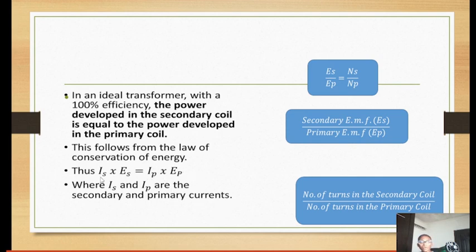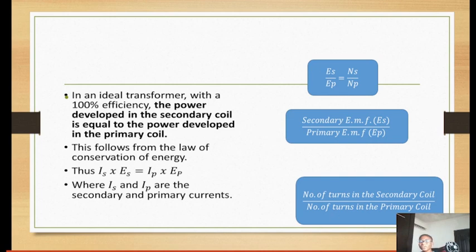So this current multiplied by the EMF, don't forget that this is IV, where IS and IP are the secondary and primary currents. So ES divided by EP is equal to NS divided by NP. That is, the EMF in the secondary coil divided by the EMF in the primary coil is equal to the number of turns in the secondary coil divided by the number of turns in the primary coil. Don't forget that. So secondary EMF divided by primary EMF, all of these are giving us the definition.